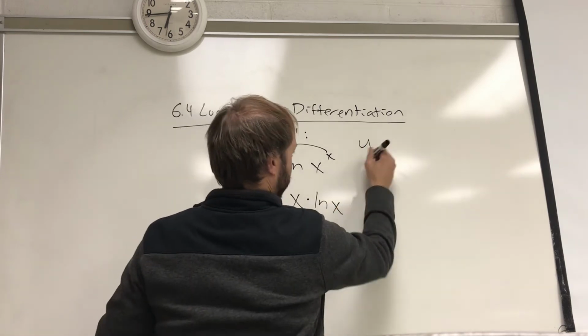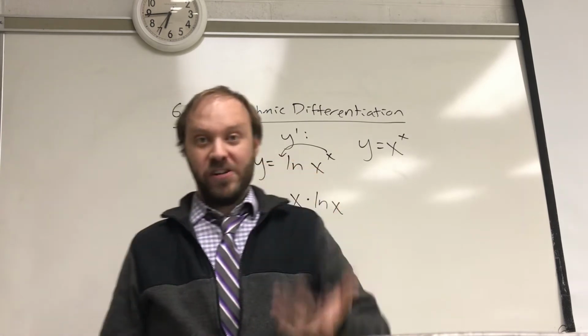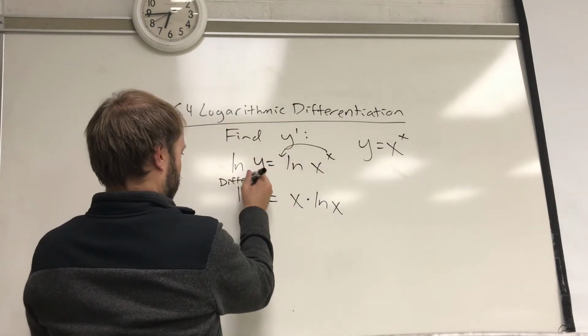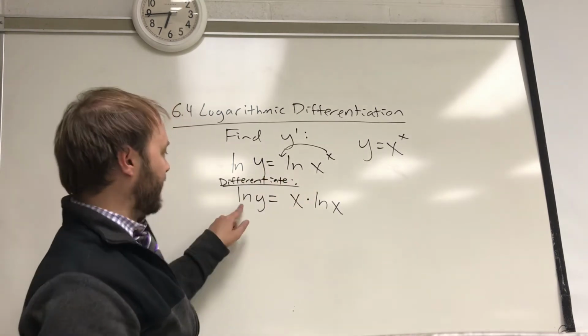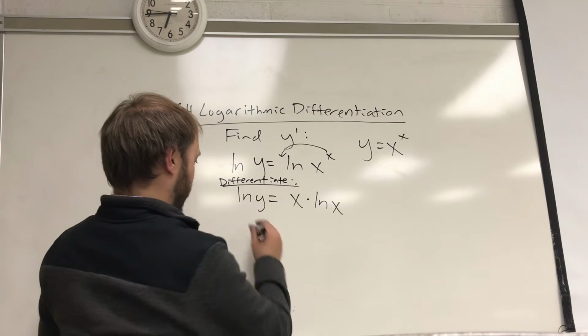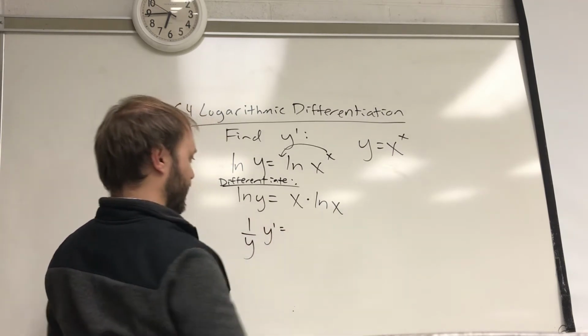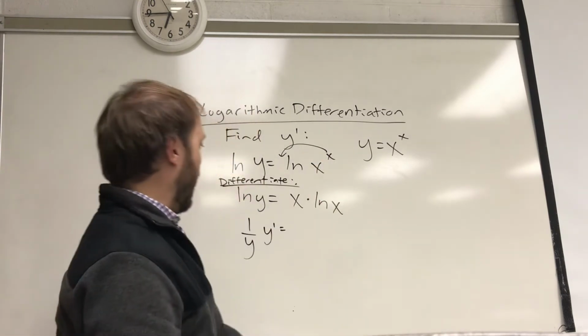Okay, remember my original function was x to the x. Okay, and now we're just going to take the derivative. We're going to differentiate this equation. Okay, so on this side, the derivative of ln of y is 1 over y, but I have to multiply by the derivative of the inside function with respect to x. I'm just going to call it y prime, simpler notation.